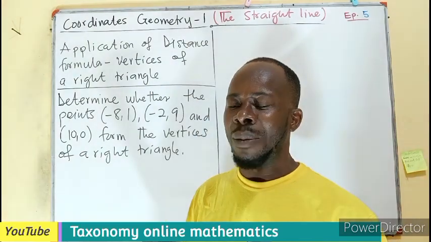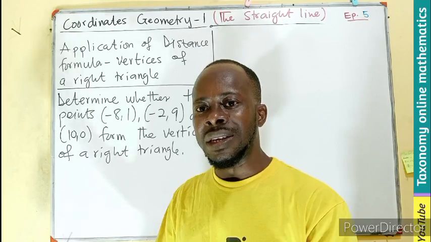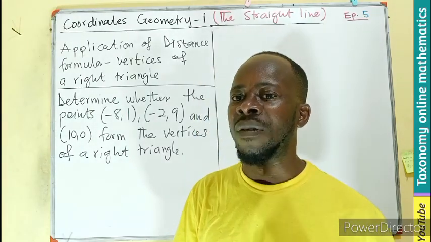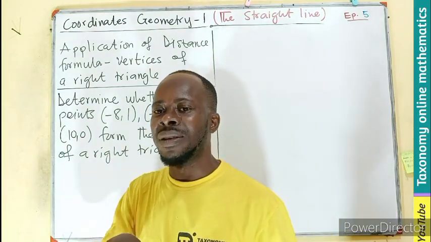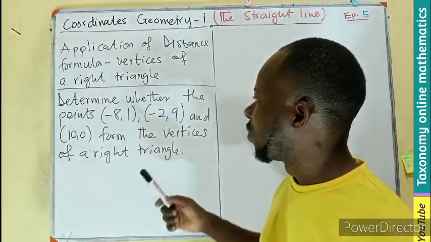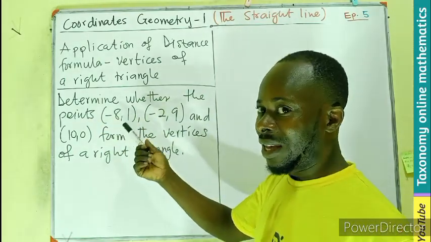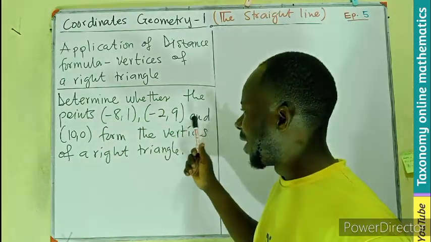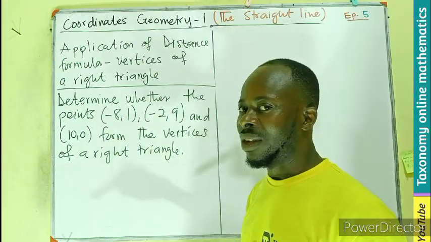Here we want to also apply the concept of the length of a line, the distance of a line, or the magnitude of a line in determining the vertices of a right triangle. So we are to determine whether the points (-8, 1), (-2, 9) and (10, 0) form the vertices of a right angle triangle.